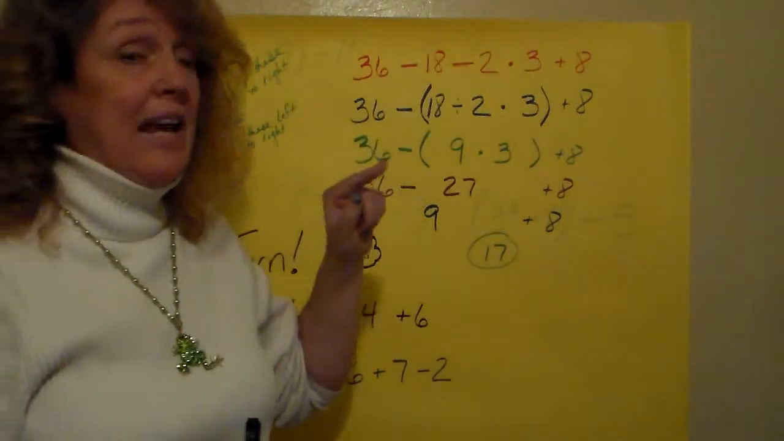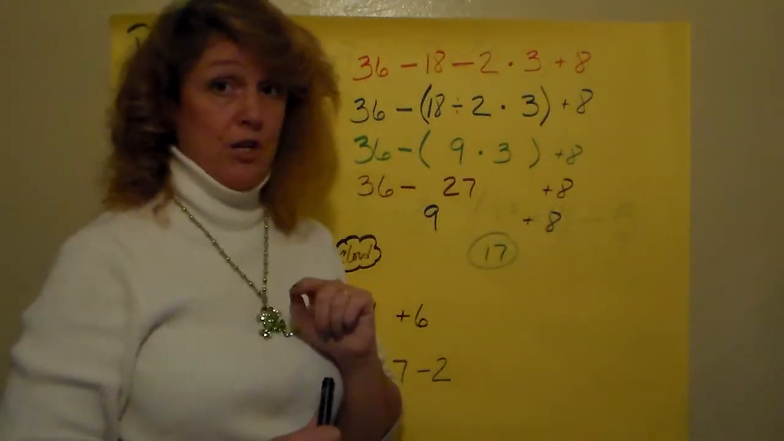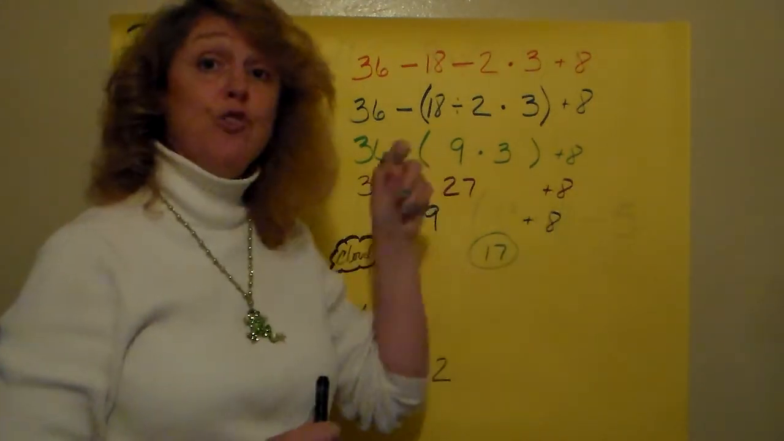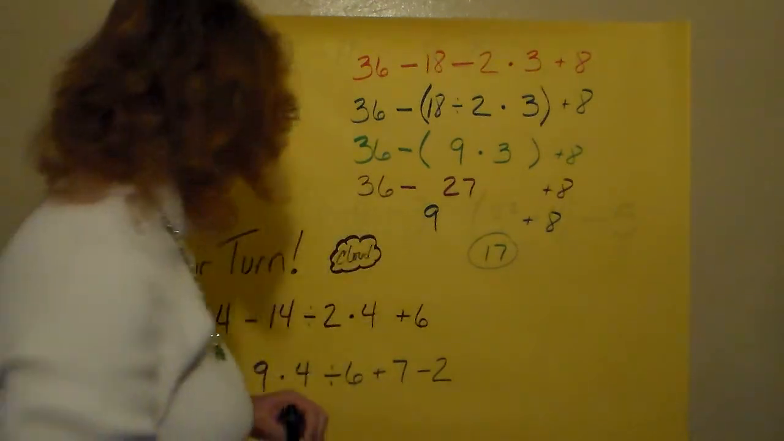Multiplication and division go together. Addition and subtraction go together. It doesn't matter which one's first. You have to do it left to right, whatever you see first. Okay?